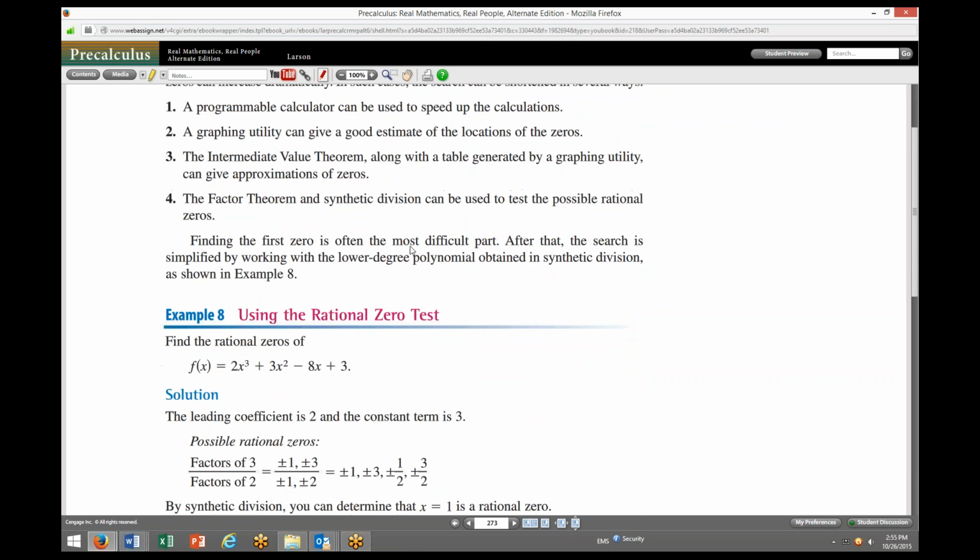And the factor theorem and synthetic division can be used to test. Once you find out what the possible rational zeros are with the rational zero test, you can test them one at a time. You can look at the graph and say, yeah, it looks like it crosses somewhere around x equals 2, and 2 is a possible rational zero, so you test 2 with the factor theorem or synthetic division, and yeah, it comes out, then you know you found a zero.